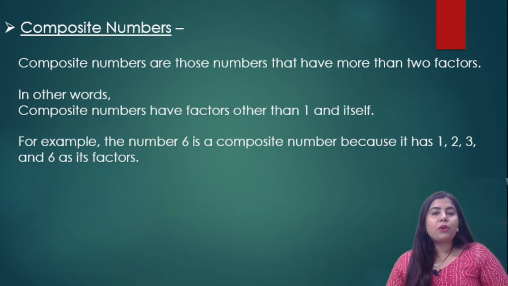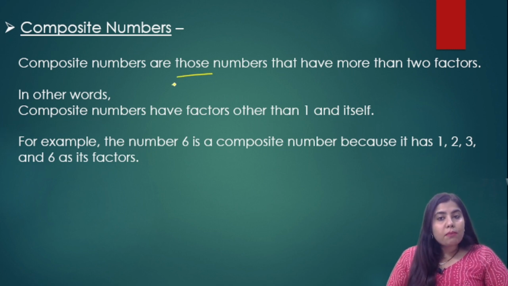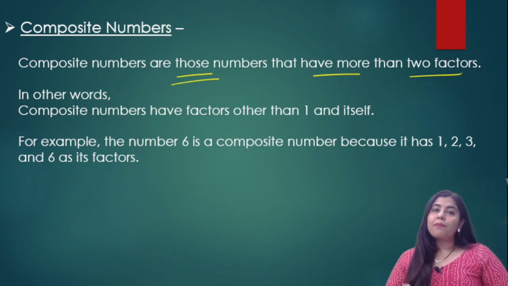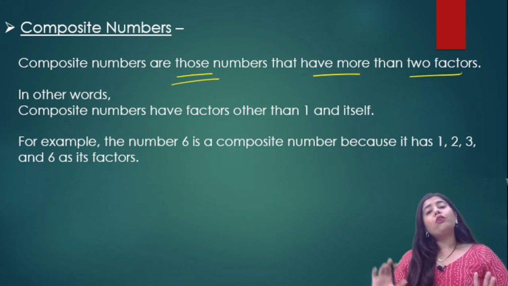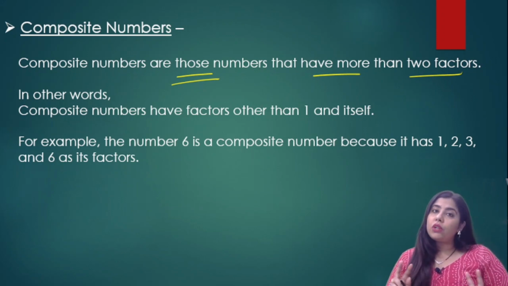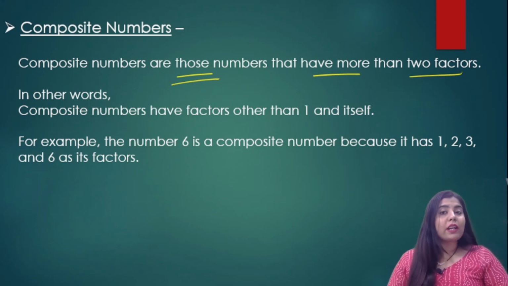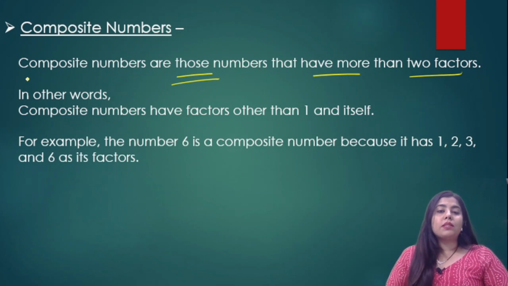Now, we have other numbers also except the prime numbers. They are the composite numbers. So now, what are composite numbers? Composite numbers are those numbers that have more than two factors. See, we have a lot of numbers, we have infinite numbers, right? Out of those infinite numbers, those numbers which have only two factors are prime numbers. But there are some more numbers now which have more than two factors. So those numbers are called composite numbers.